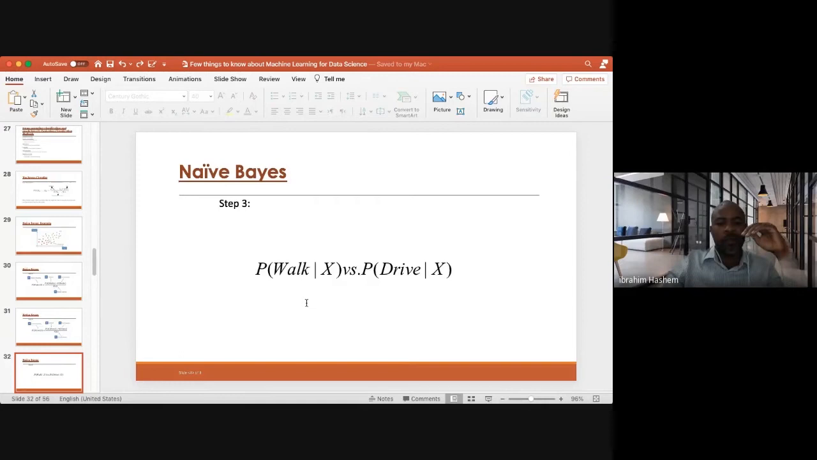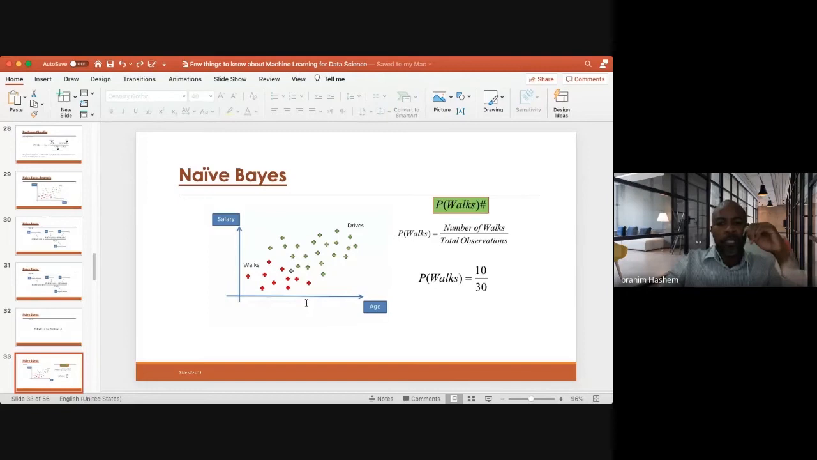So the probability of walks is the number of walks divided by the total number of observations. The total number of observations is 30, which is the green and the red, and the number of walks is only the red ones. If we count the number of red, we get 10. This gives us the probability of walk: 10 divided by 30, which is 1 by 3.